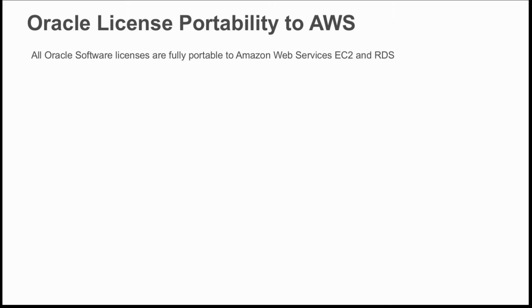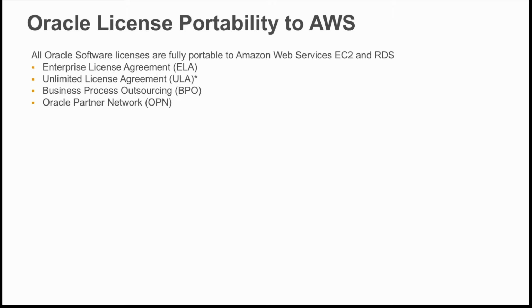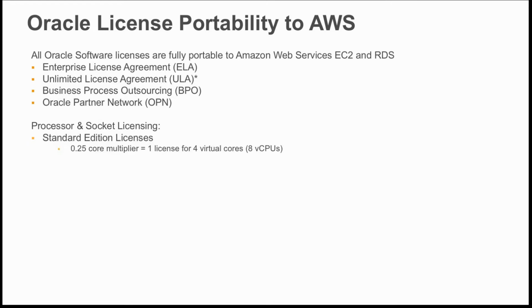From a license portability perspective, we support pretty much all the Oracle software licenses. As I mentioned, we support both bring your own license as well as the license included model. All Oracle software licenses are fully portable to AWS on EC2 and RDS. So whether you have your enterprise license agreement or any kind of Oracle Partner Network, you can take advantage of some of the licensing capability to bring those licenses onto the AWS platform. We support various capabilities.